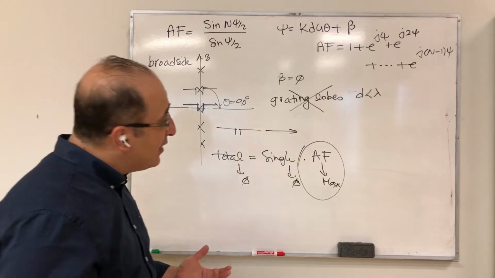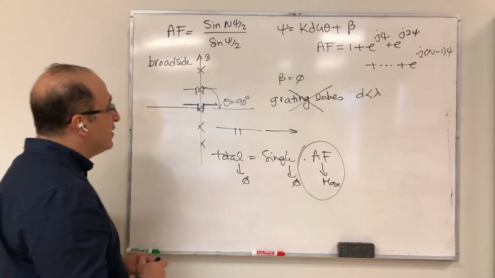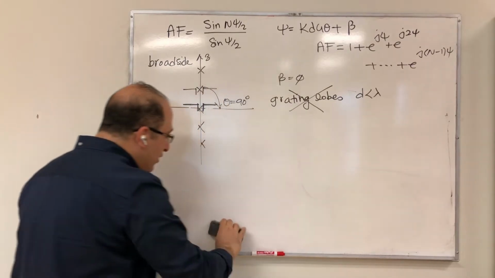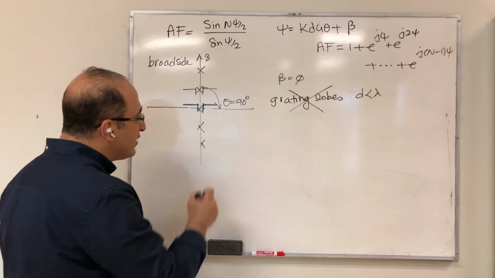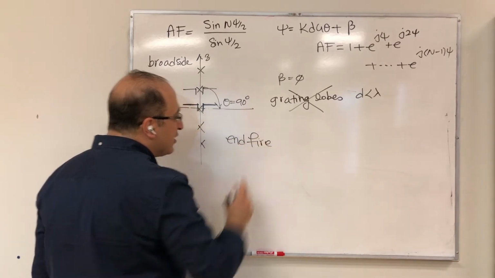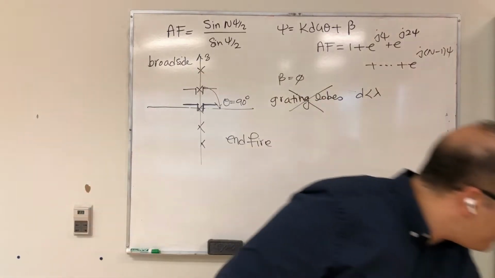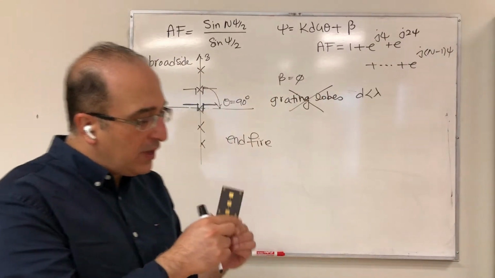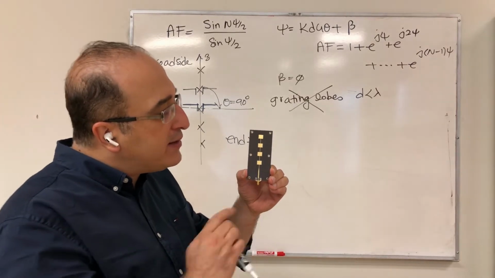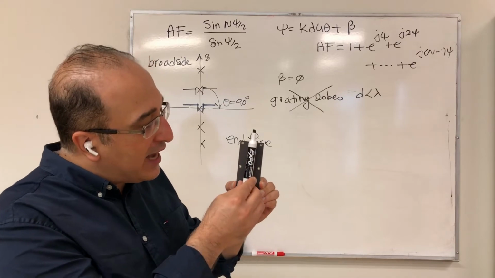So I'm assuming that when you're using this, you're going to use an appropriate antenna element. So this is our broadside. Now, there is another special case which is called endfire. That's essentially the discussion right now. Endfire essentially means that if you have an array, let's say this is my array, you want the main beam to be along the axis of the array.